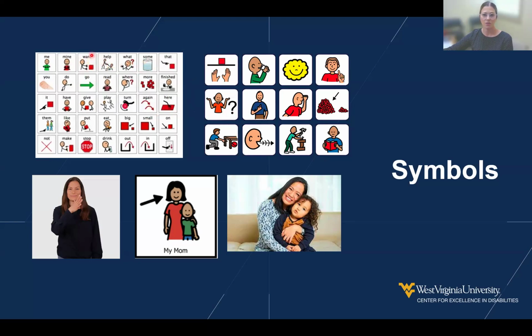So here's the version of want for SymbolStix. Here's the version of want for Boardmaker. I think there's another one here. So here's the SymbolStix version of drink, the little line drawing with the person taking a drink. And then here's the version of drink for Boardmaker over here. Again, very similar, but just represented differently.